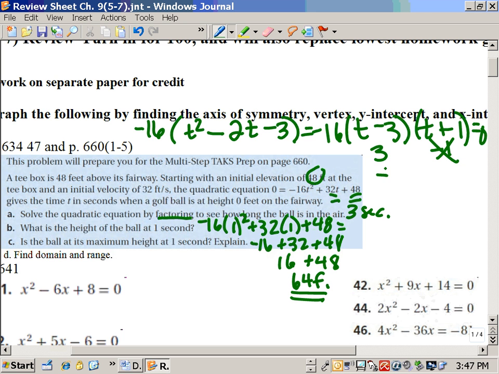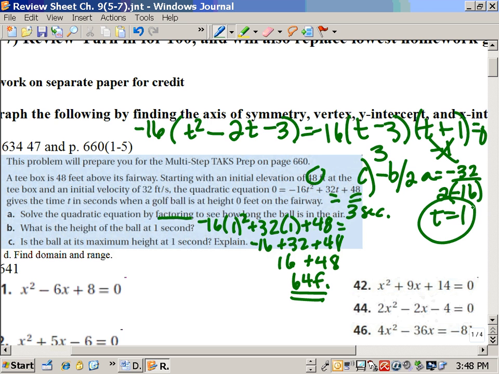Well, I'm going to have to do negative b over 2a. So this is C right here. Negative b, going back to the original, is 32, so that's going to be negative 32 over 2 times negative 16. That's 32 divided by 32, and the time is 1. Yes, it's at its maximum after 1 second. Now remember, this one's off a little bit. I can't take half of the 3 to find the time of the maximum height, because it is starting up at 48. Do you remember me saying that?